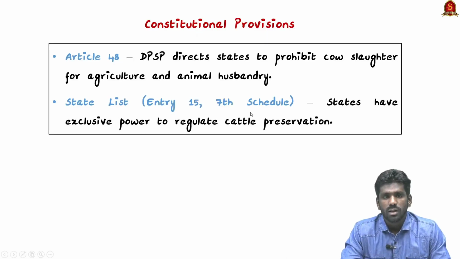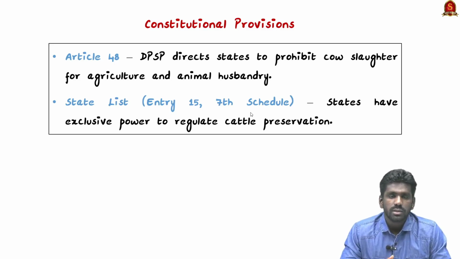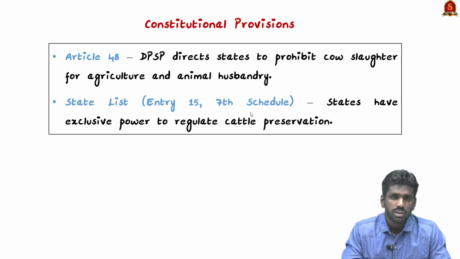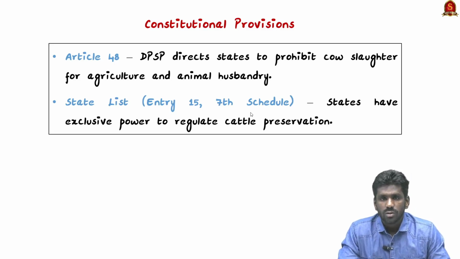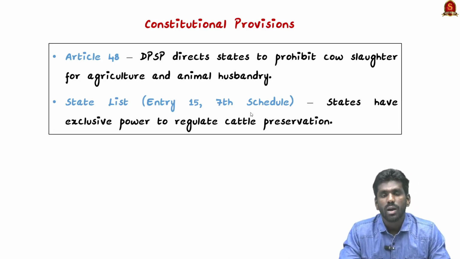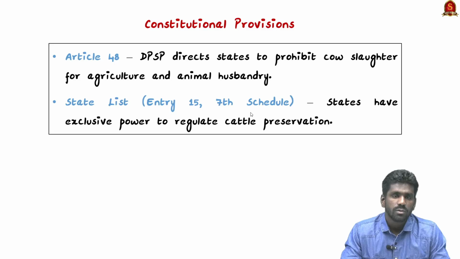Under the DPSP, Article 48 directs the states to take steps to prohibit the slaughter of cows. This is to improve agriculture and animal husbandry. Under Entry 15 of the State List, which is under Schedule 7, the state legislatures have exclusive power to make laws regarding the preservation and protection of cattle. So this Entry 15 of the State List under the 7th Schedule gives power to the state governments to make laws regarding the protection and preservation of cattle. This also includes the ban on cow slaughter. So the 7th Schedule and DPSP Article 48 talk about the cow slaughter ban.